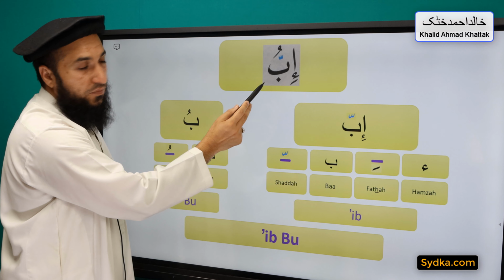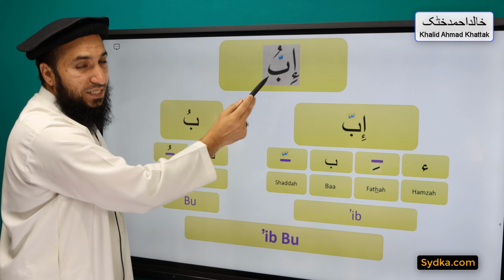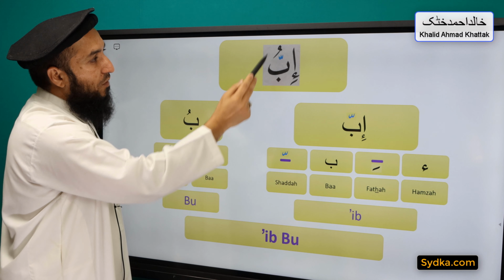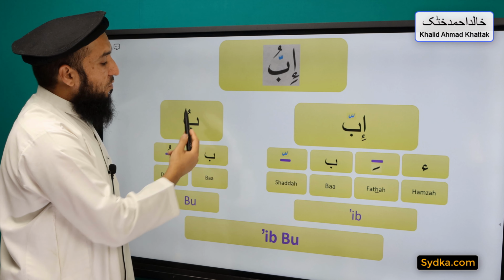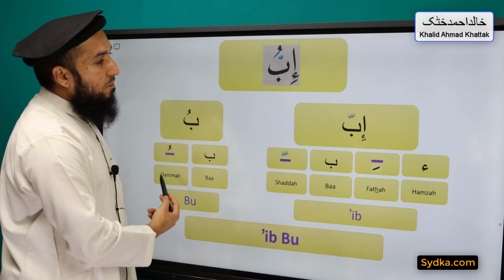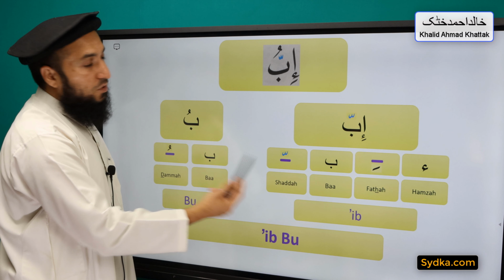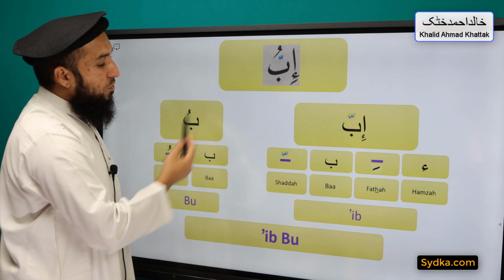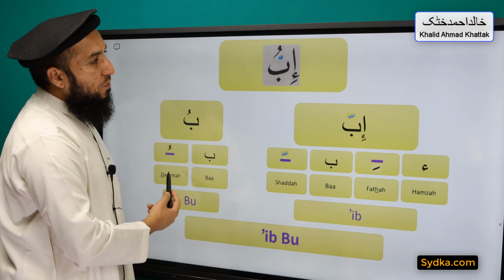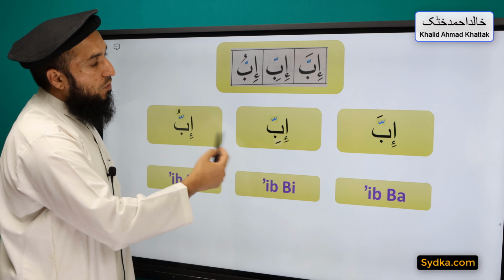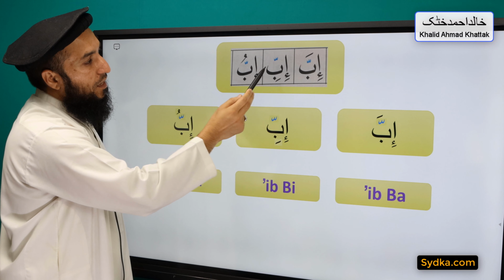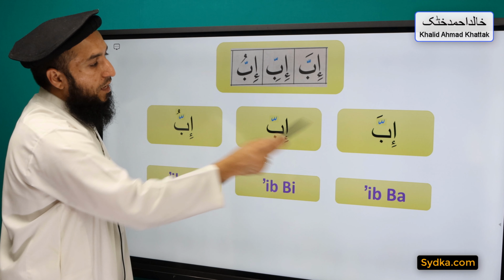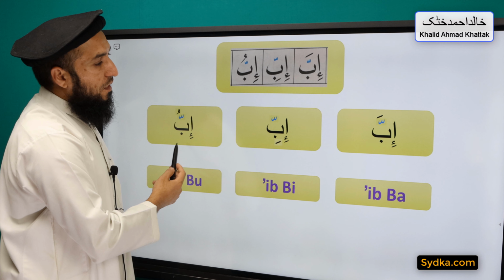The second syllable we have is Ba Dhamma Bu. Ba is a light letter, it has dhamma on top of it and it is prolonged for one count. Ba Dhamma Bu. Combining both syllables together we have Ibbu. Ibbu. Now all three words: Ibba, Ibbi, Ibbu. Ibba, Ibbi, Ibbu.